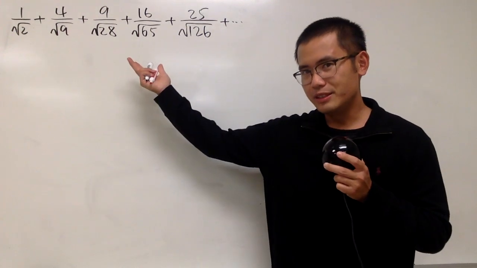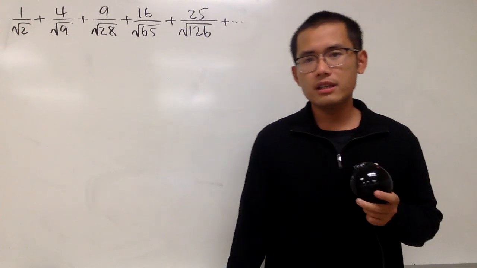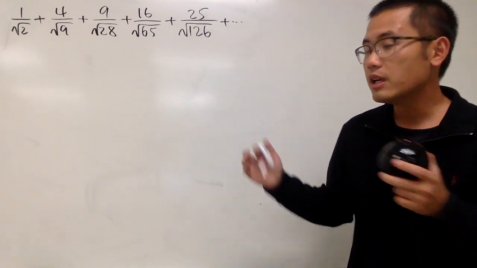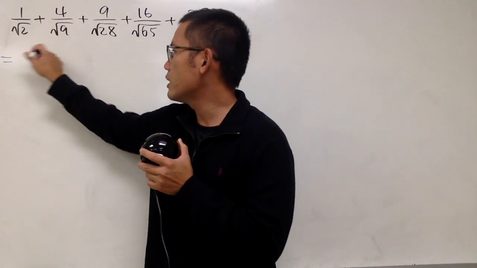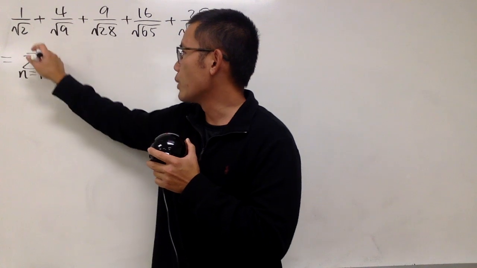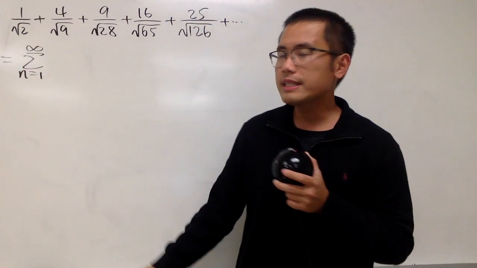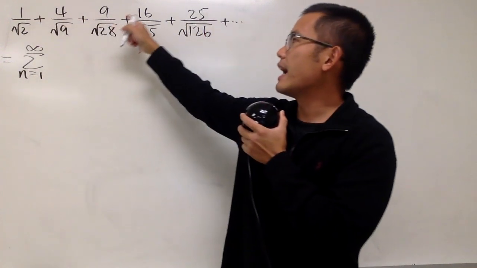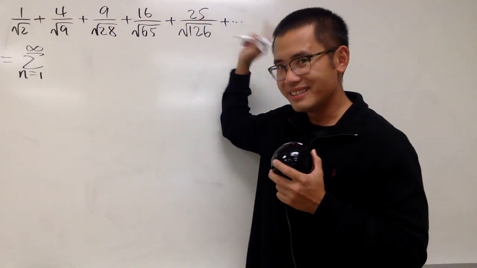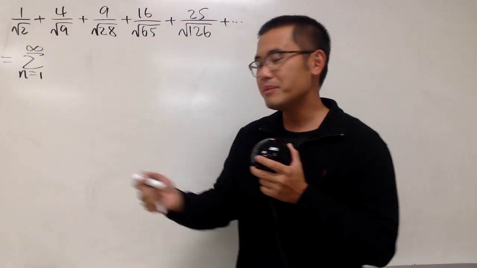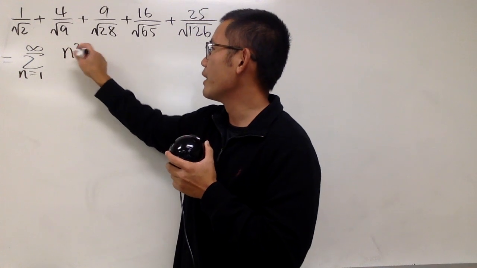Okay, we're going to see if this series converges or not, and of course it's a good idea to put this into the sigma notation first. And let's go ahead and do that. So here we go. The sum as n goes from 1 to infinity. Notice that on the top we have 1, 4, 9, 16, 25, 36, and so on. Name that n squared. So that's it.